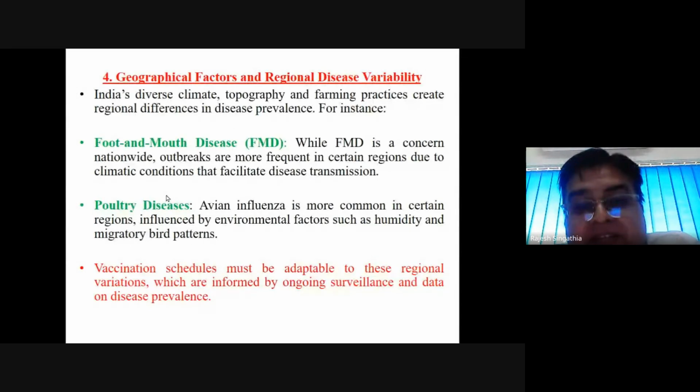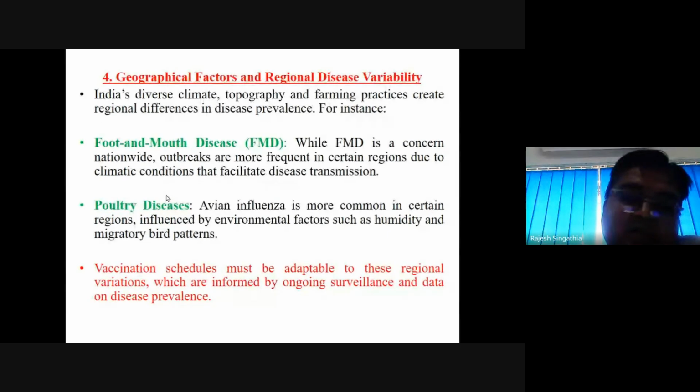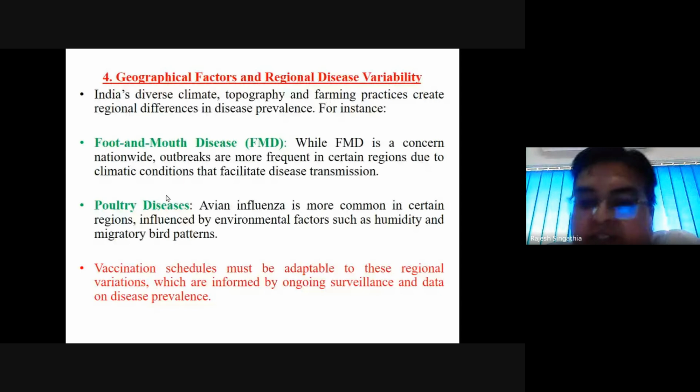Avian influenza is more common in certain regions, which is influenced by environmental factors such as humidity and migratory bird patterns. If there are more migratory birds in a particular region, there are more chances of avian influenza. So the vaccine schedule must be adaptable to these regional variations, which are informed by ongoing surveillance and data on disease prevalence.